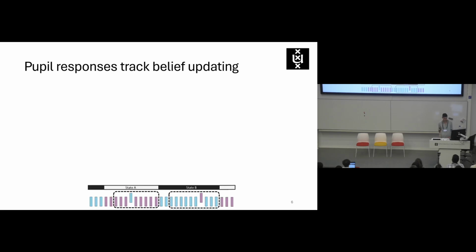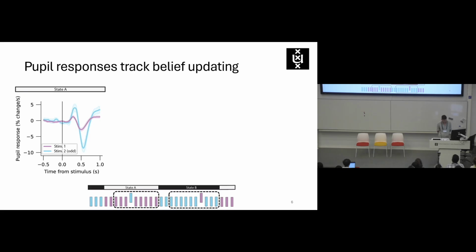Now I want to show you the results of our study by first concentrating on what we call a steady state, which is always two stimuli away from the last state change. At this point, we assume the participants to have formed a strong belief about the underlying state. What you see here is the derivative of pupil size plotted against time from stimulus onset, here indicated by this black line. As you can see, the response towards stimulus 1, here in pink, which is the standard in state A, is way smaller compared to the response to stimulus 2, which is the oddball in state B, here in blue.